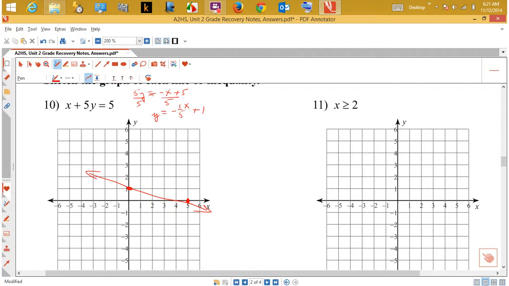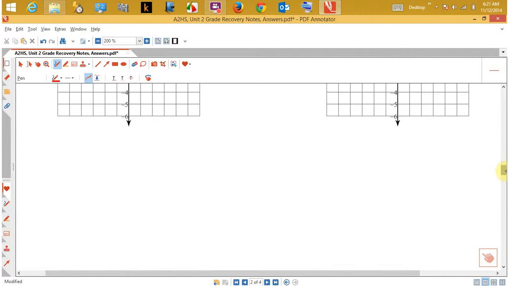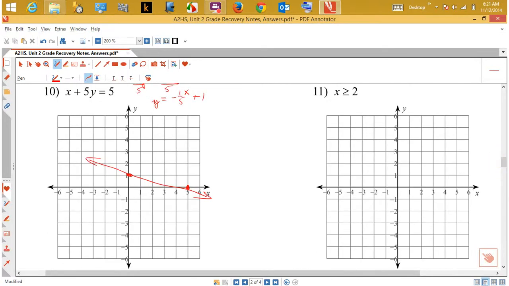Okay, this next one over here is x is greater than or equal to 2. That's going to be an inequality. And what I'm going to do is put the line x equal to 2 on here. And it's going to be a solid line because of the equal to sign. So here's the line x equal to 2. And then I'm looking for all values of x that is greater than 2. So that would be values to the right where x goes up, so that part will be shaded.